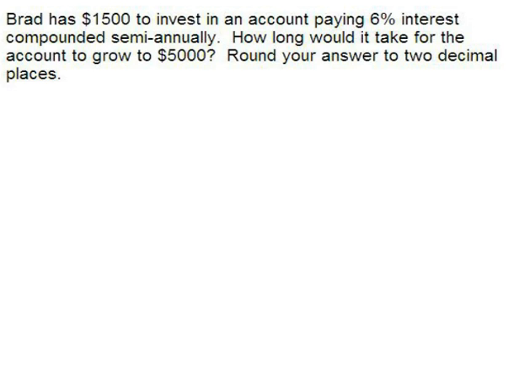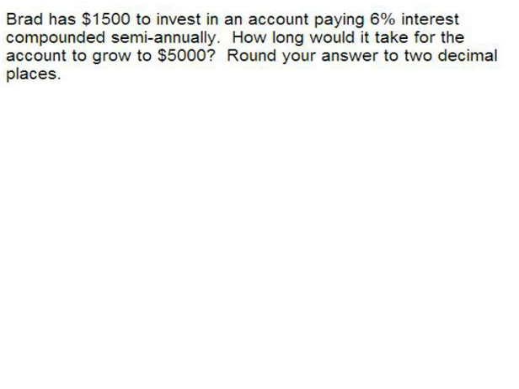Brad has $1,500 to invest in an account paying 6% interest, compounded semi-annually. How long would it take for the account to grow to $5,000? Round your answer to 2 decimal places.